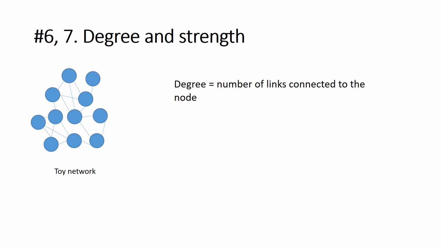So the first thing we can talk about is degree, and that's the number of links connected to each node. So for example, if we look at this node, the degree is 3 because it has 3 connections. Whereas if we look at this kind of lonely node here, its degree is 1. And if we look at this node that seems to be kind of centrally located, its degree is 5.